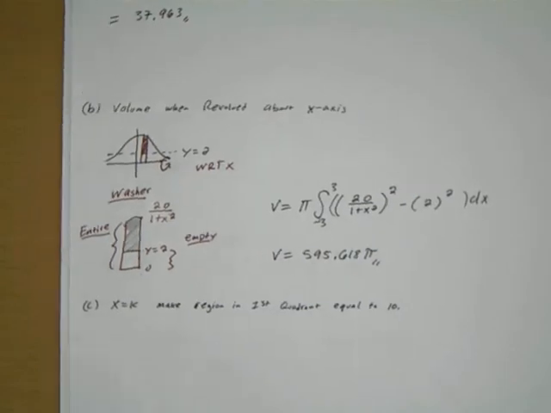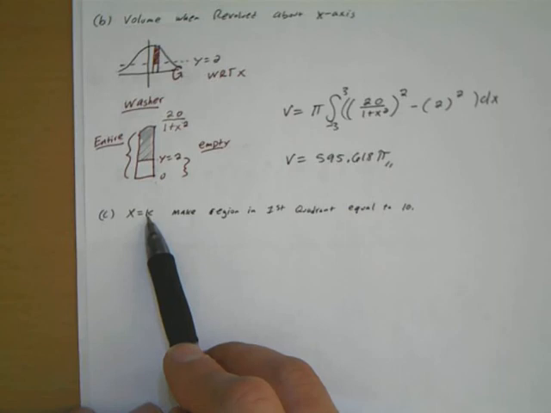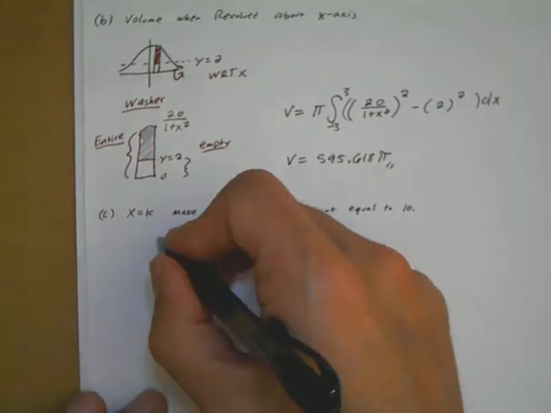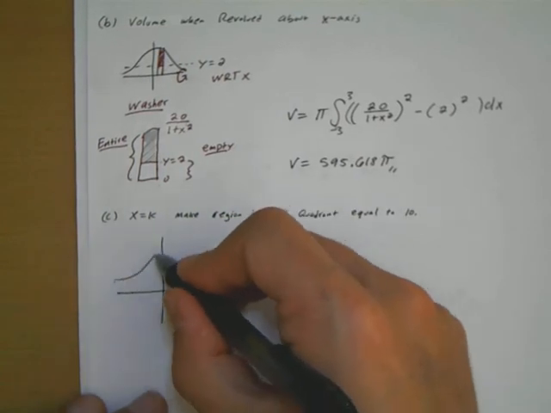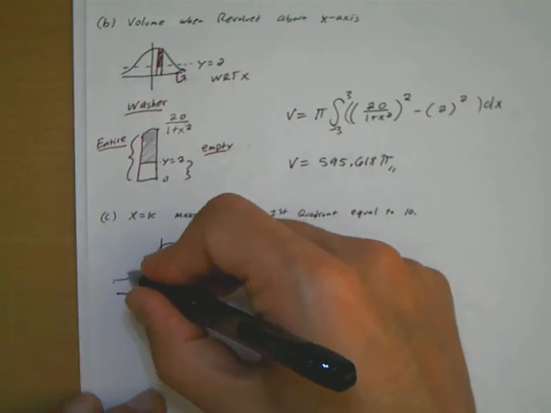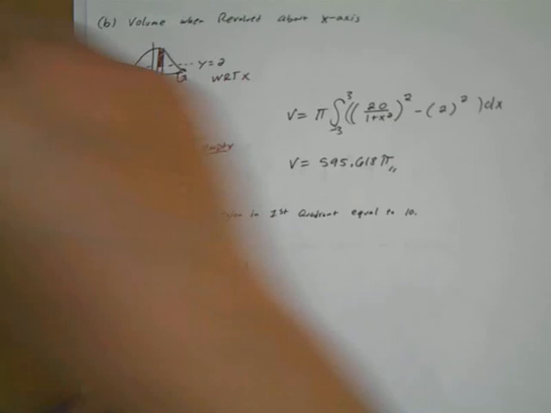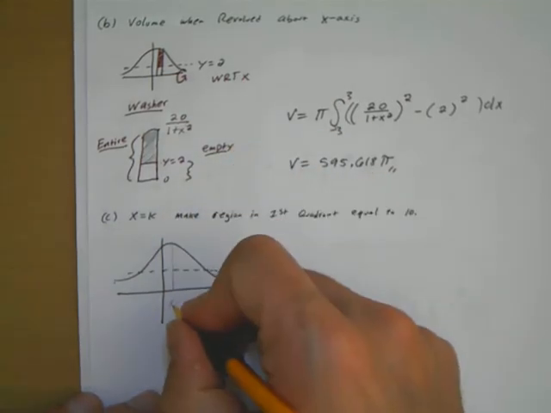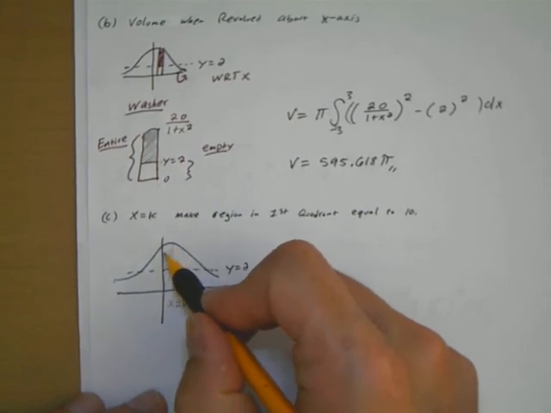For part C, it's saying that there's some vertical line, x is equal to k, in the first quadrant that makes the area equal to 10. So if you think of this in the first quadrant, and here's y is equal to 2, somewhere along here there's going to be a vertical line, let's say right here, x is equal to k, such that this region is going to be equal to 10.